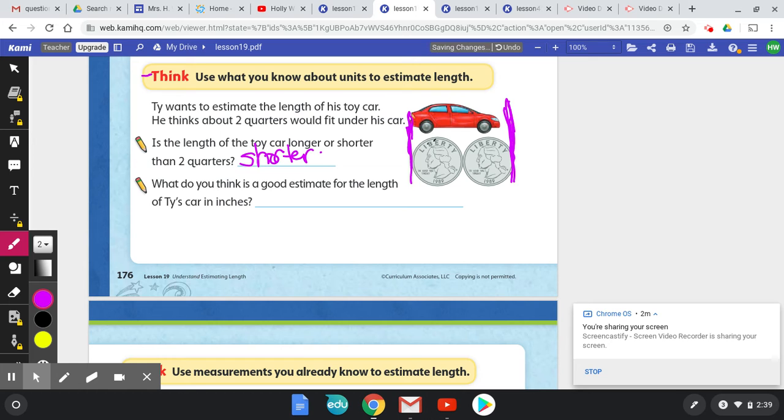What do you think is a good estimate for the length of Ty's car in inches? So if 1 quarter is about 1 inch, then 2 quarters would be about 2 inches. It's closer to 2 inches than it would be 1. So we would put 2 inches.